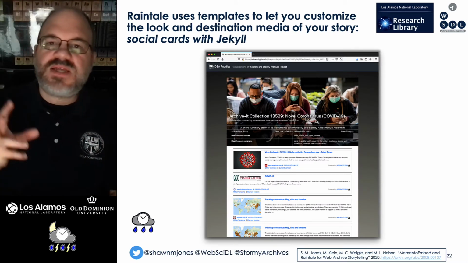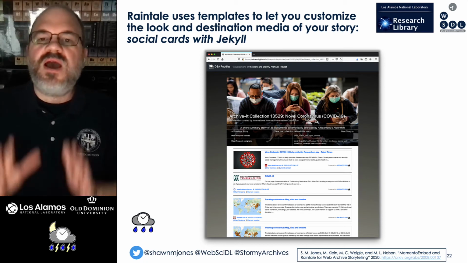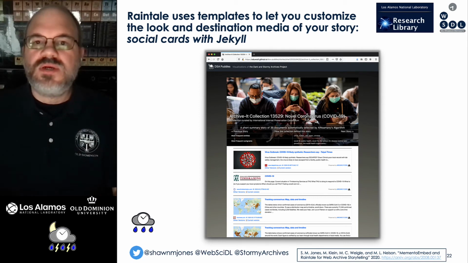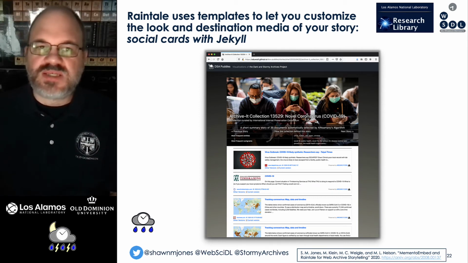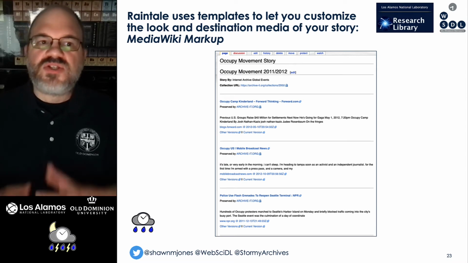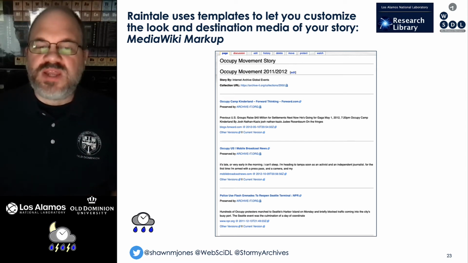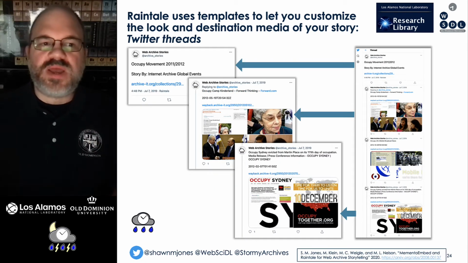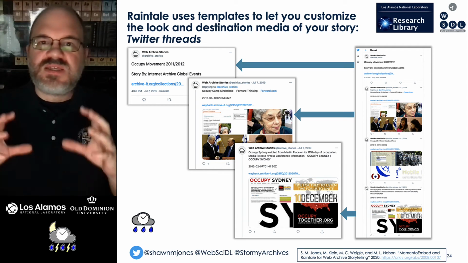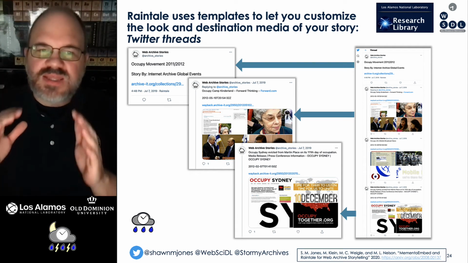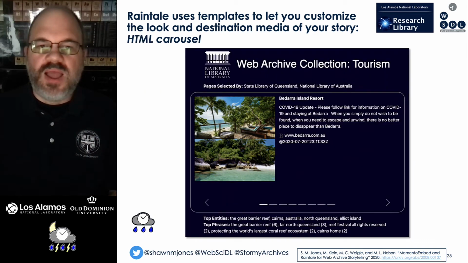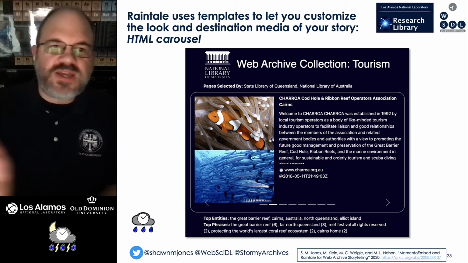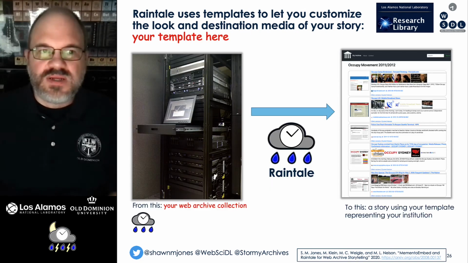Raintail uses templates to let you customize the look and destination media of your story. In this case, these are social cards created with Jekyll as rendered by GitHub Pages on our DSA Puddles website. Then there's MediaWiki markup. Raintail can output this so you can copy and paste it into a MediaWiki page. And then Twitter threads, where the first tweet is about the collection and each subsequent tweet contains information about each memento. And then if we don't want to go vertical, but we want to allow the user to scroll through the collection, we can produce an HTML carousel.